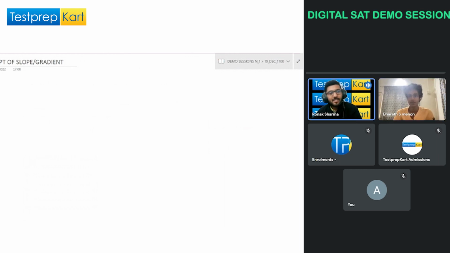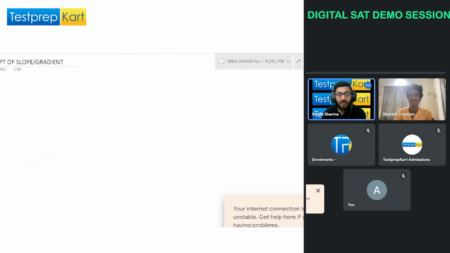Exactly. So if we talk about the gradient, it is nothing but the change in y by change in x. Good. Because students give me that formula directly, y2 minus y1 by x2 minus x1, which I don't like. Both things are the same, but why is change in y by change in x important?